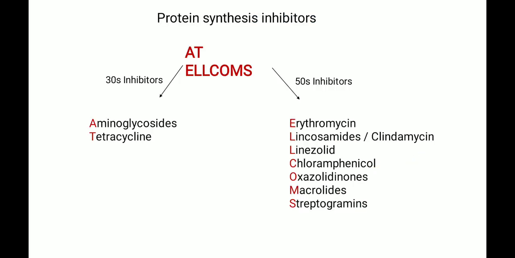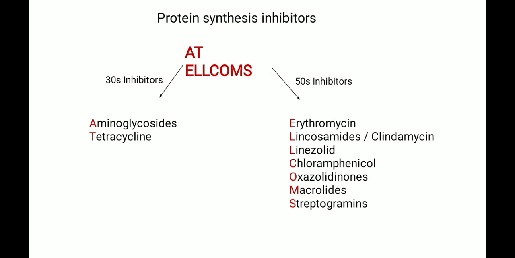Next is protein synthesis inhibitors. So there are many antibiotics and protein synthesis inhibitor drugs available. So here I have classified these protein synthesis drugs into two categories, which is 30S inhibitors and 50S inhibitors. That is, the particular drug will act on the 30S ribosome and inhibit the translation. So here you have to remember AT LCOMS. So AT is for 30S inhibitors and LCOMS is for 50S inhibitors.